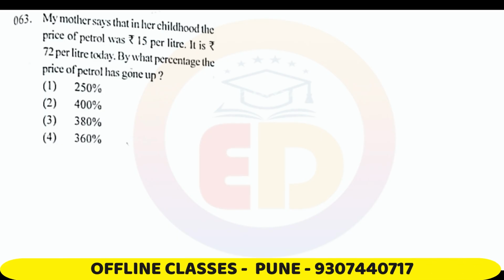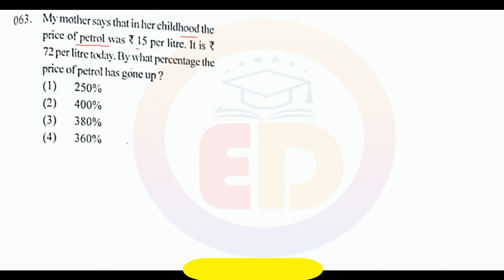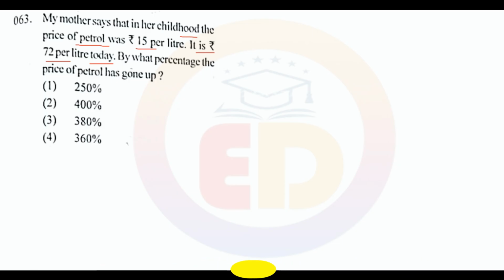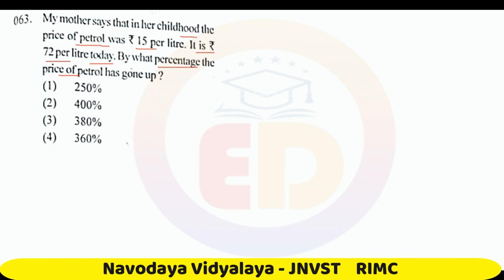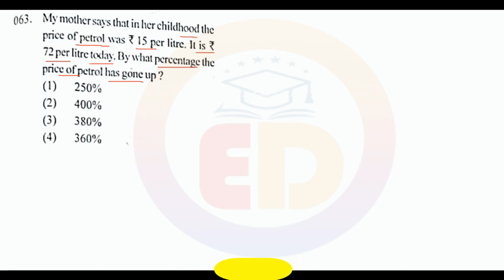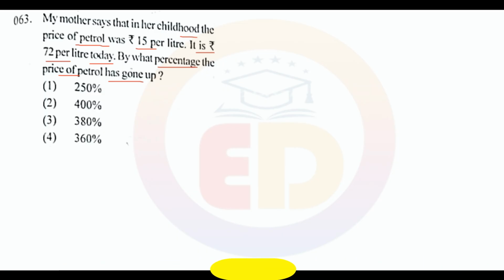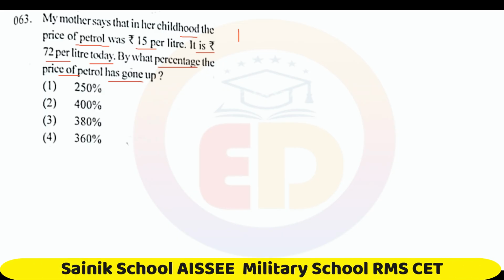Question number 63. My mother says that in her childhood the price of petrol was rupees 15 per litre. It is rupees 72 per litre today. By what percentage the price of petrol has gone up? They say by what percentage the price of petrol has gone up means we have to find the percentage increase.